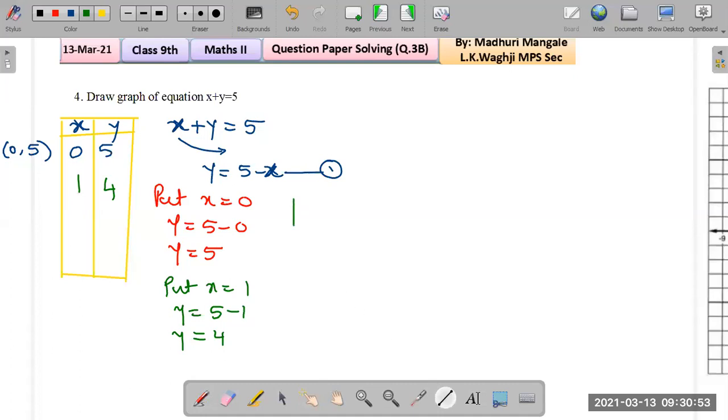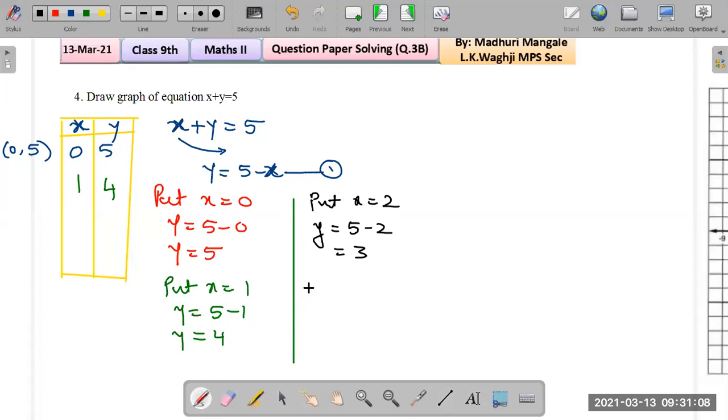Okay, now next thing, what can be done? Let's put another value of x. So put x equals to, let's take 2 this time. So y will be equals to 5 minus 2, and that is equal to 3.